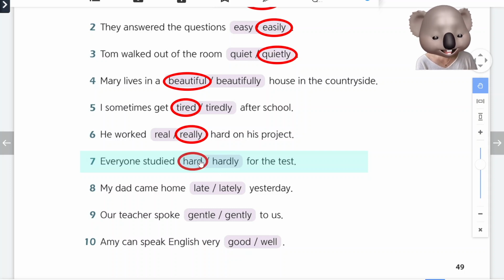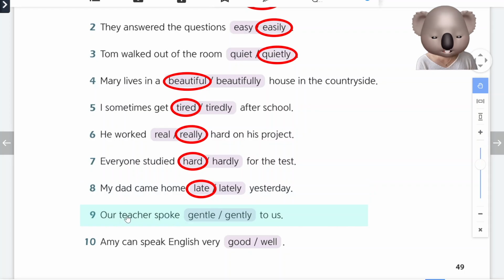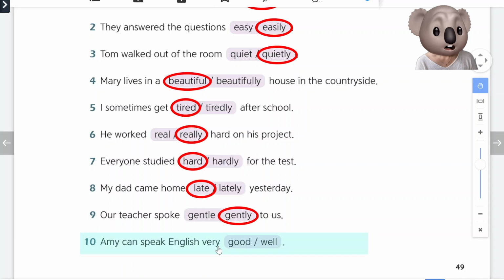Good. Hard. Number 8, my dad came home late 또는 lately yesterday. Late, 늦게, lately, 요새. Late. Number 9, our teacher spoke gentle or gently to us. Spoke is our verb. 어느 식으로 얘기를 했지? Gently.